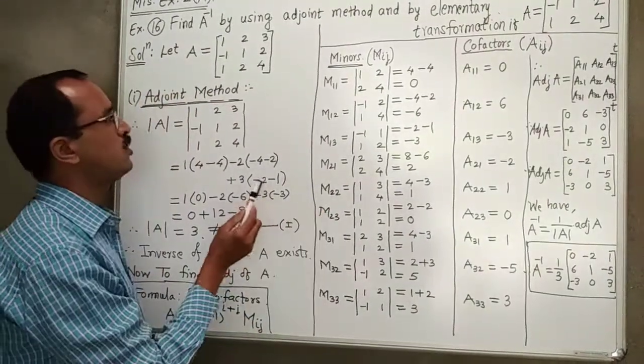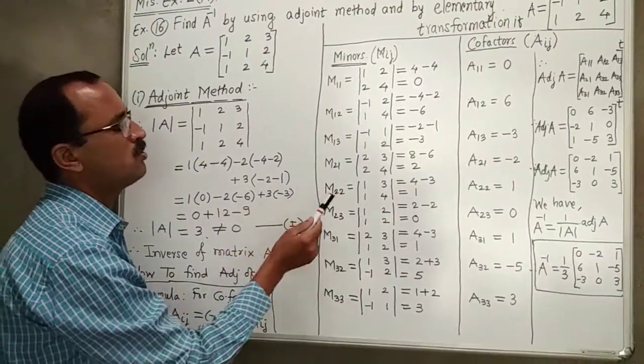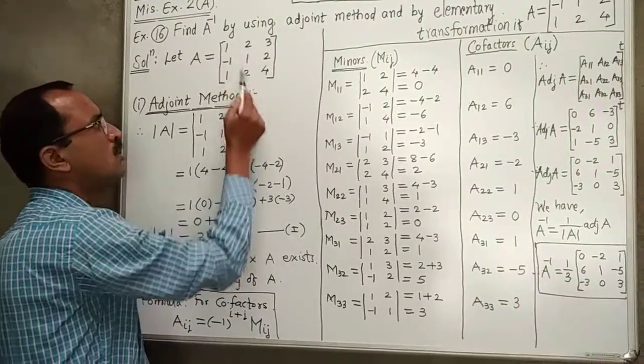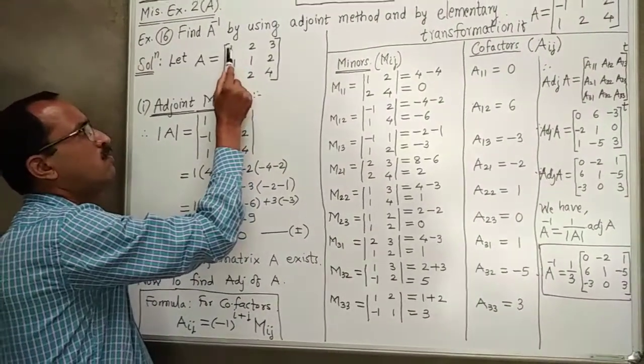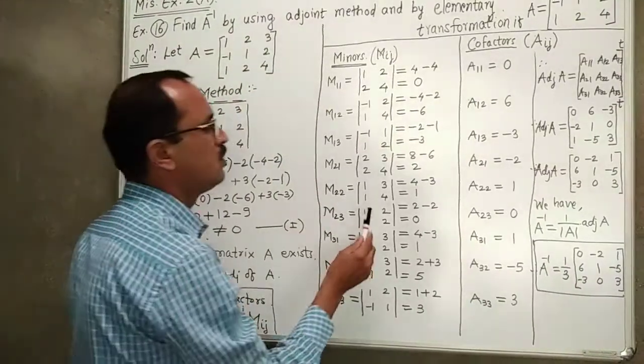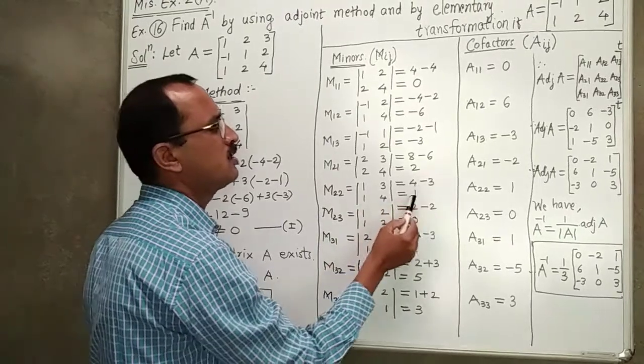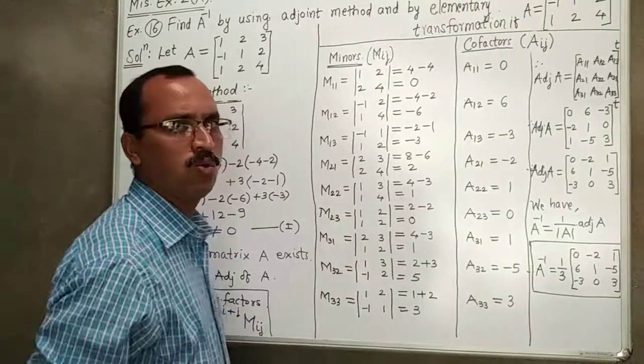Then M22 means minor of A22. Element is 1. Again we eliminate this row and this column. We get determinant of [1, 3; 1, 4]. That is 4 into 1, 4 minus this 3, that is 1. So M22 is equal to 1.